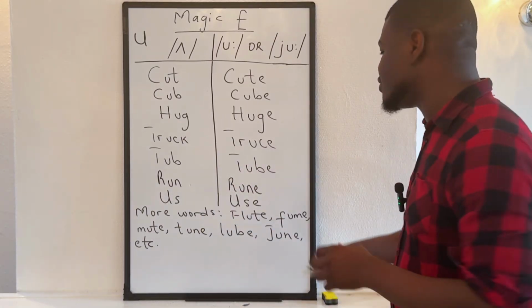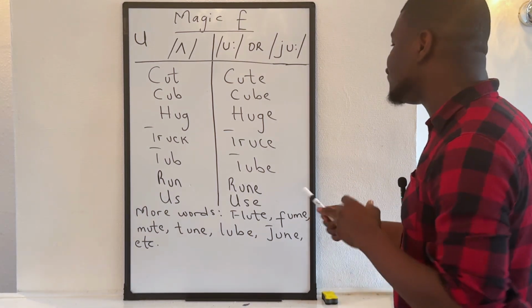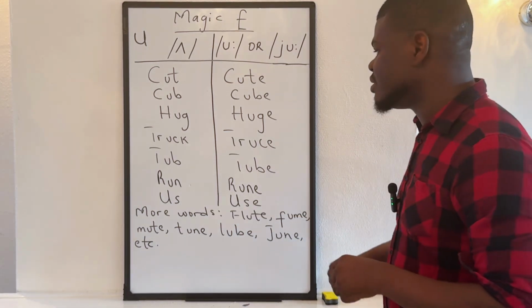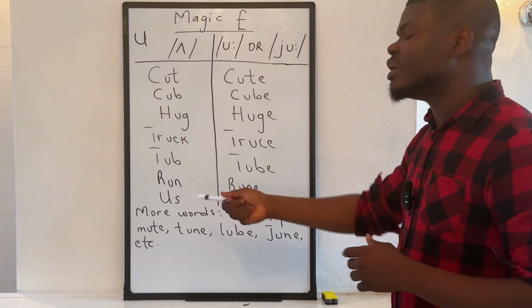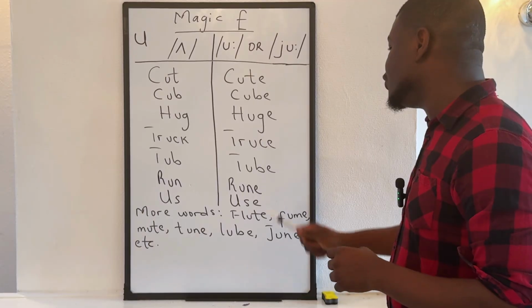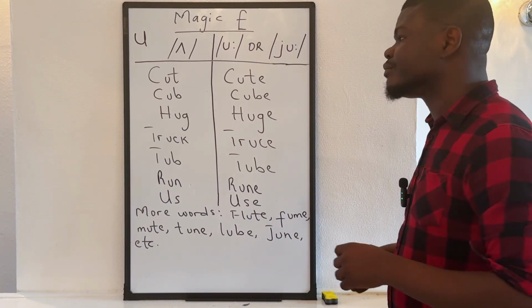We've got more words. Flute, yeah, you know, flute, the musical instrument. Fume, mute, tune, loop, June, etc. Yeah, flute, fume, mute, tune, loop, June.